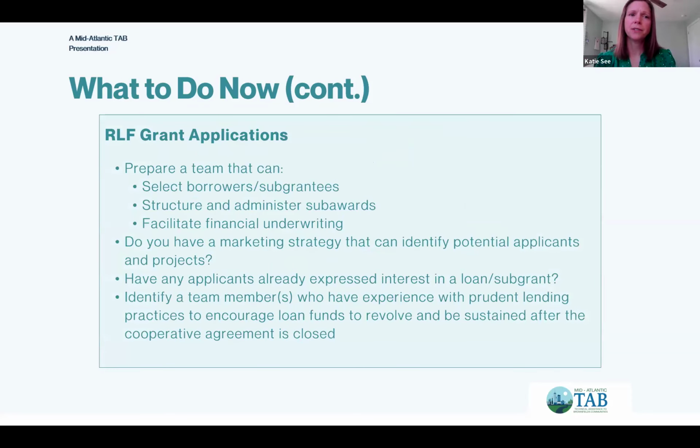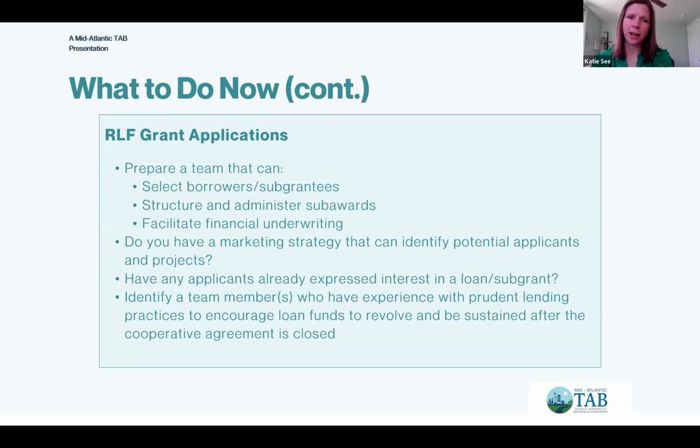RLF grant applications. Things you can do now include preparing a team. Make sure you have someone on the team that can select those borrowers or the subgrantees. Make sure you have a plan for the structure and administration of the subawards. Facilitate the financial underwriting. So you need to make sure all this is in place right now, because that's just the nature of the RLF grants.